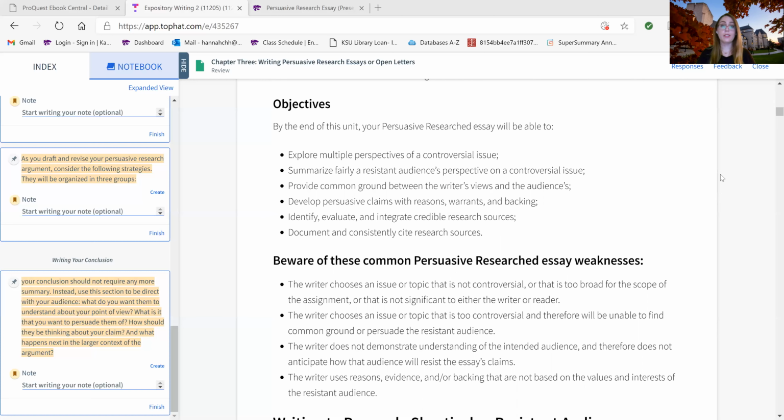Develop persuasive claims with your reasons, your warrants, your backing, with the kind of research and sources you're using. So are your sources credible? Again, integrate credible research sources, at least one peer-reviewed scholarly source, and consistently cite your research sources.